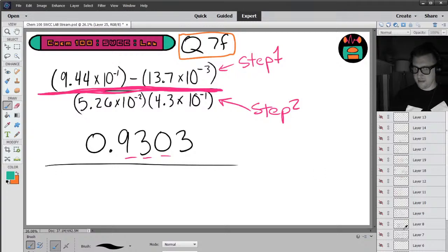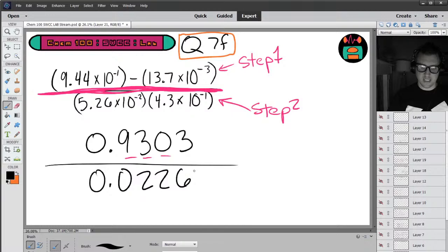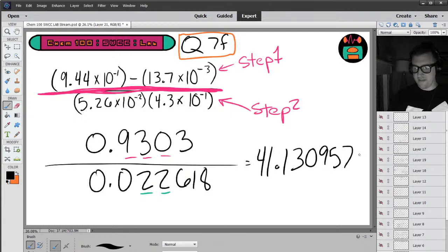So this is 0.022618, and I have 2 sig figs down here. So now I'm ready to divide my numerator by my denominator. 0.9303 divided by 0.022618. My calculator is telling me that the answer is 41.1309576.